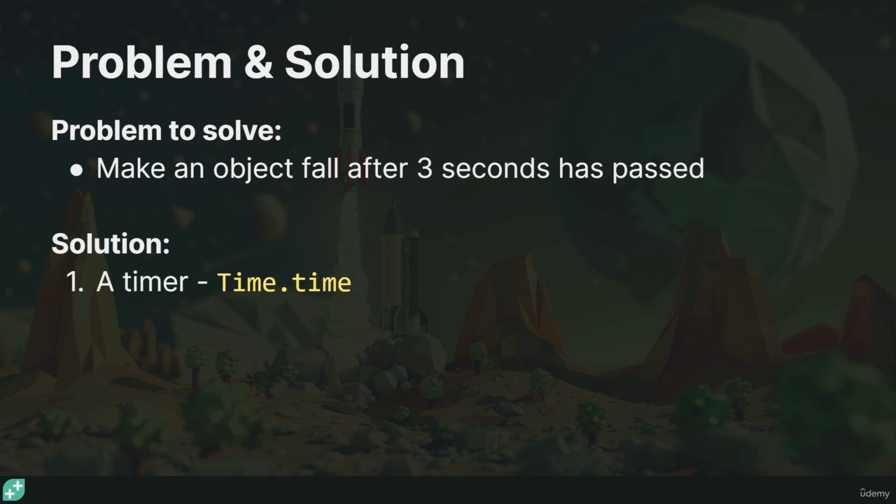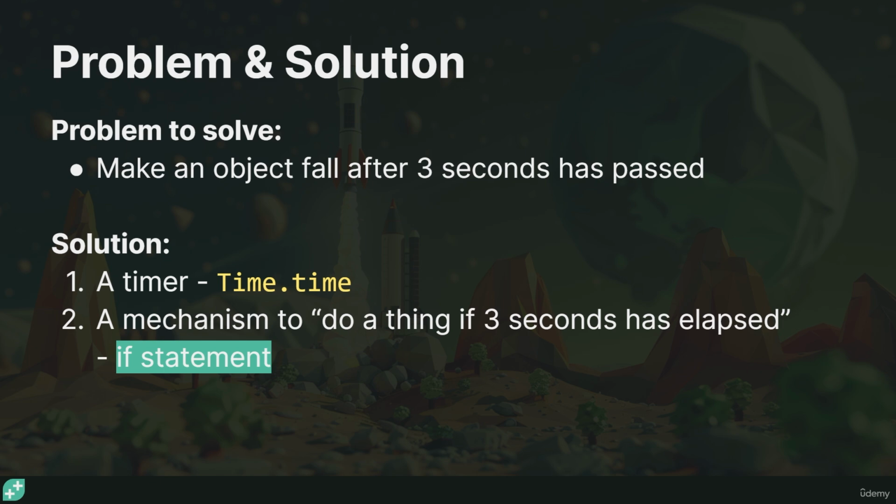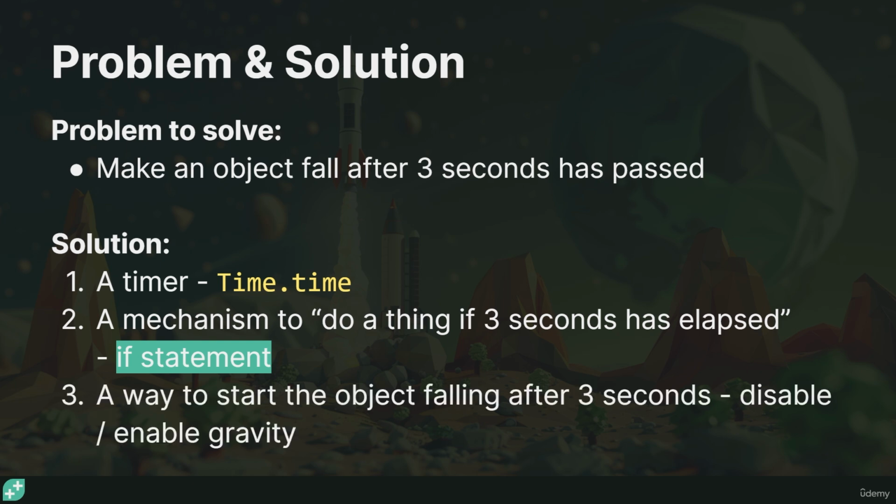Step one is we need a timer. There's a few ways to do a timer, but we're going to use the time.time approach. I'm going to explain in this lecture how that works. We also need a mechanism that allows us to do a thing if 3 seconds has elapsed. For that, I'm going to use an if statement, and we'll talk about that in an upcoming lecture. If 3 seconds has passed, then do a thing. And what's the thing? Well, we need some way of having the object falling from the sky. The way I'll do that is by disabling and then re-enabling gravity. So we'll use time.time to know if 3 seconds has elapsed.